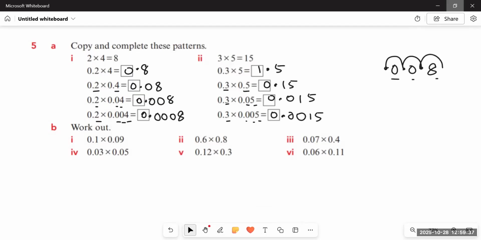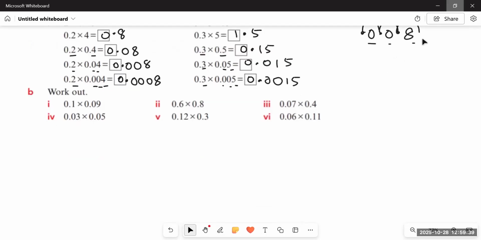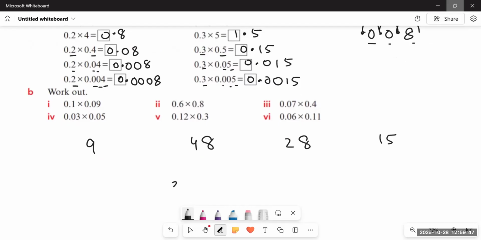Now we have to work out 0.1 into 0.9. 1 nine is 9. 6 eights are 48. 7 fours are 28. 3 fives are 15. And then 12 threes are 36. 6 elevens are 66. Now we will count the number of decimal places in the first one. 1, 2, 3. Here comes the decimal. It will become 0.009.